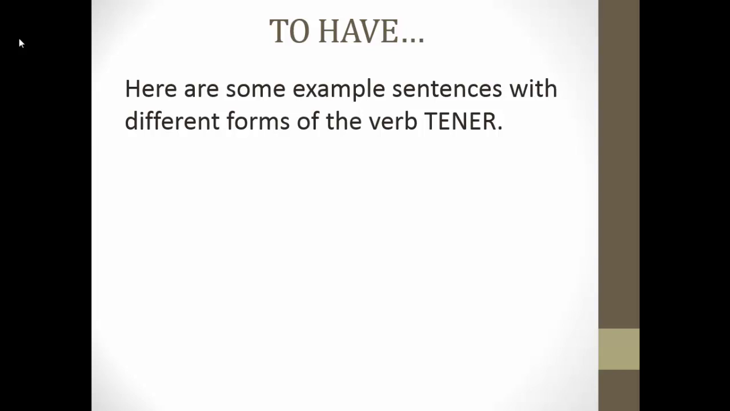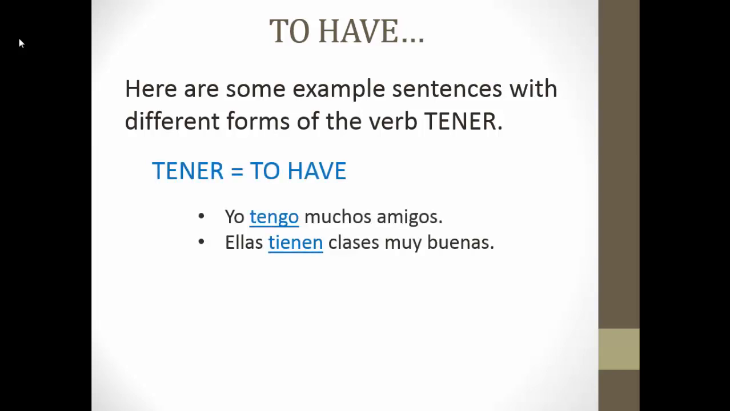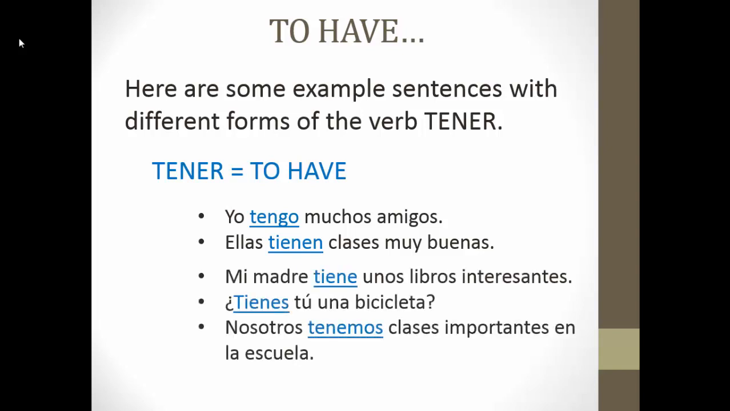Here are some example sentences with different forms of the verb tener. Remember, tener means to have. Yo tengo muchos amigos means I have many friends. Notice that if yo is the subject, we changed tener to tengo. Ellas tienen clases muy buenas means they have very good classes. Notice that ellas is the subject, therefore the form of tener is tienen.